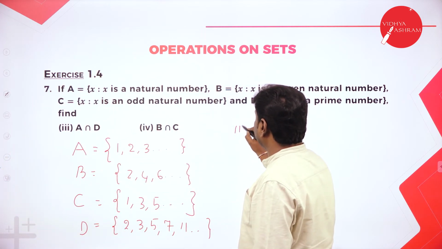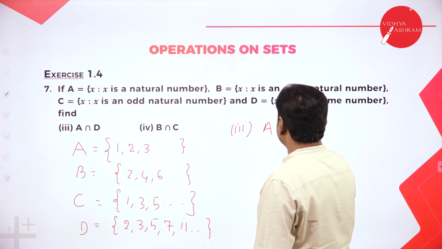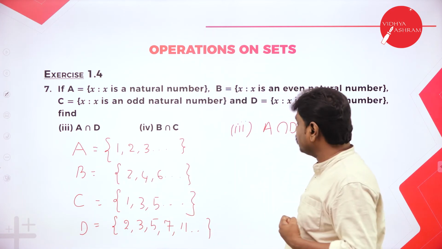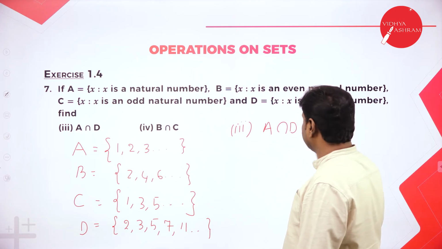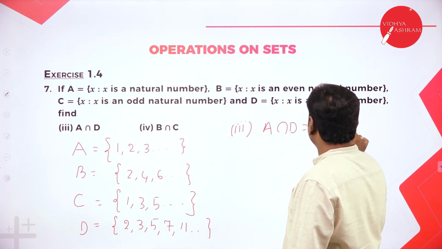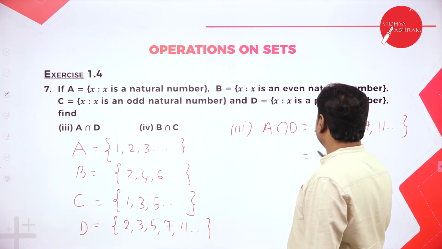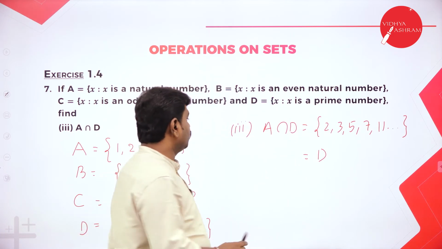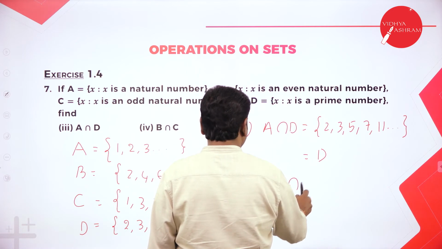For the third part, they want A intersection D. Clearly, D is a subset of A, which means you will get D. So A intersection D: 1, 2, 3, and so on, with 2, 3, 5 like this. So you will get again prime numbers, 3, 5, 7, 11, and so on. And this is D. So if it is a subset, that will come. And the fourth one, B intersection C.